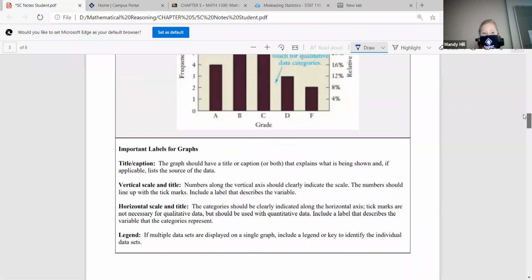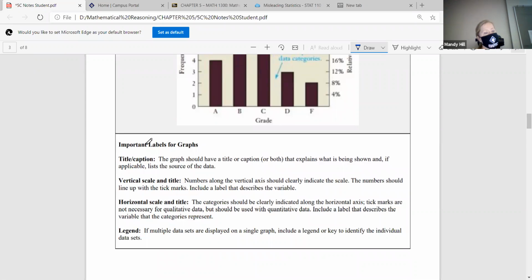These things are going to be important, especially when you turn in your project. It needs to have a title or a caption. If you can't tell what data you're trying to explain, there's a problem. So the graph should have a title or caption or both that explains what's being shown, and if applicable, lists the source of the data. And a vertical scale and a title.